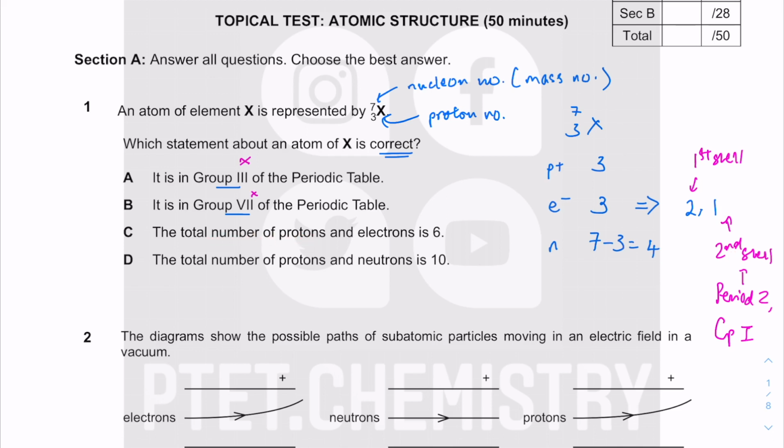The total number of protons and electrons: proton is 3, electron is 3, 3 plus 3 is 6, so that is actually correct. But let me go through D and I'll tell you why it is wrong. Protons and neutrons together are called nucleons. Nucleons are defined as the number of protons and neutrons in the nucleus of an atom, and that is the nucleon number. The nucleon number is 7. As I said, mass number and nucleon number is 7. Therefore, it's not 10, it's 7.